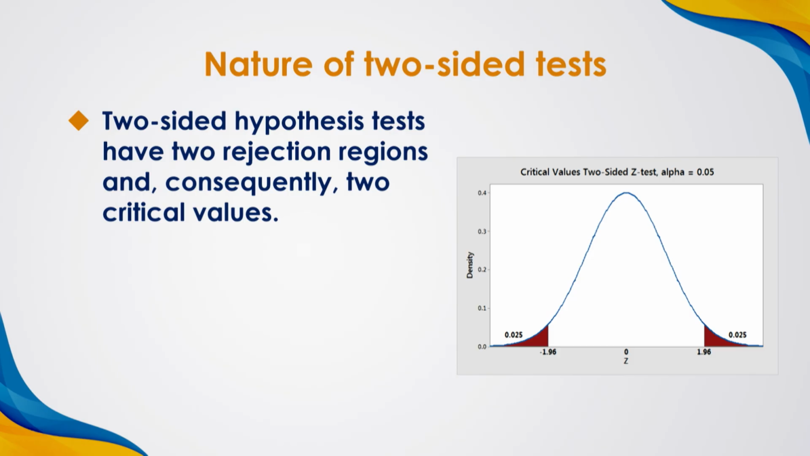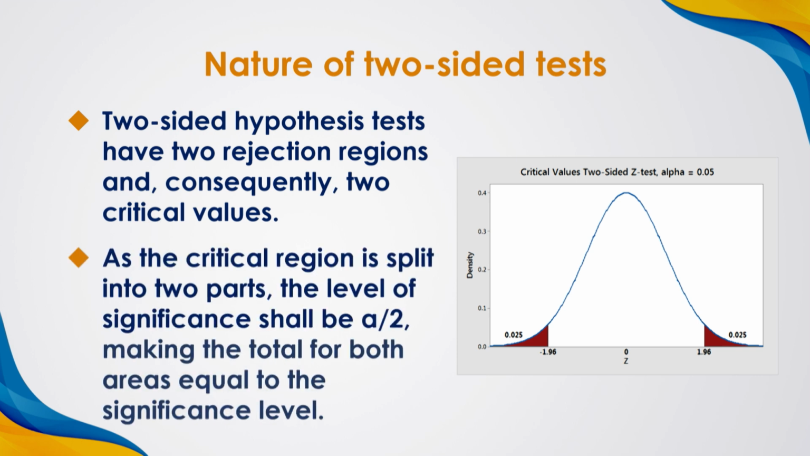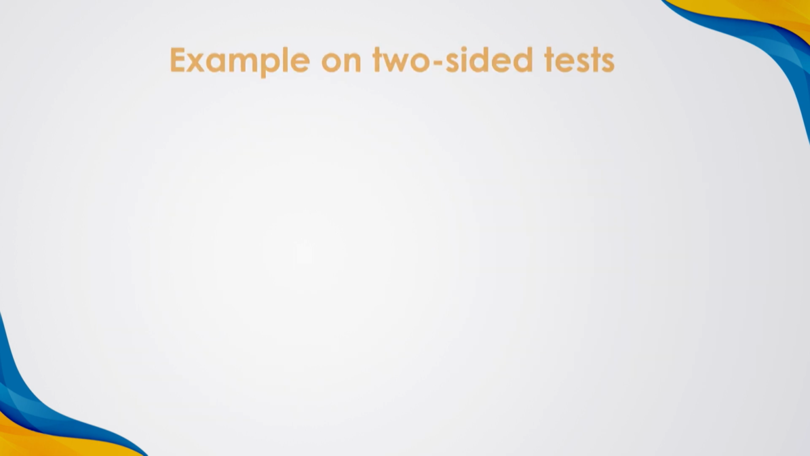Nature of two-sided tests: two-sided hypothesis tests have two rejection regions and consequently two critical values. As the critical region is split into two parts, the level of significance for each shall be alpha by 2, making the total for both areas equal to the significance level.